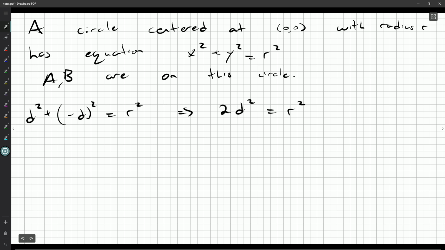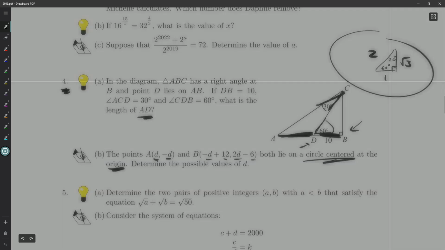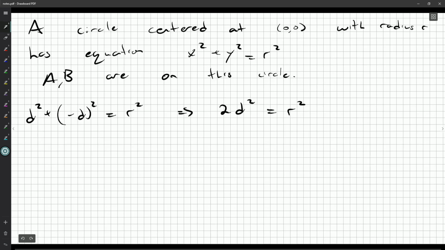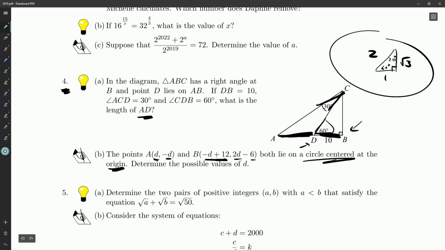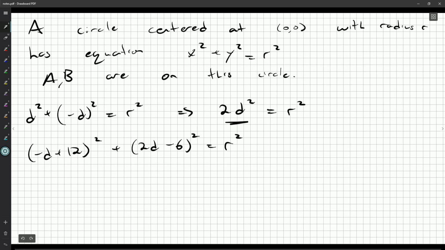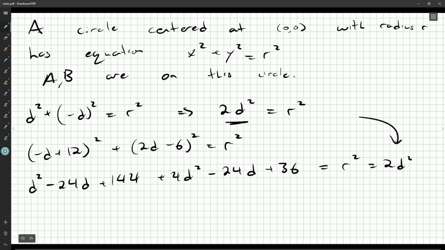Okay, so this gives us some information. What happens if we plug in b? So minus d plus 12, this I think is going to be the more interesting situation. And then 2d minus 6. That must also be r squared, so it must also be equal to 2d squared. Just make sure we've got it right. Yes, 2d minus 6. So expand it out, we'll get d squared minus 2 times 12 is 24, plus 144, and then 4d squared, 2 times 2 is 4, minus 6 of minus 24d plus 36. All that needs to be equal to r squared, which is 2d squared as well.